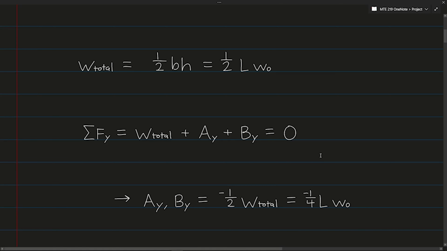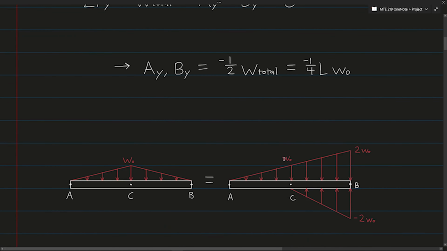The next step is to simplify the problem by rewriting the original load with these two equivalent loads. The load shown above the beam is negative, so it's pushing downwards, and the load shown below the beam is positive, so it's pushing in the upwards direction. When these two loads are superimposed, the result is just the initial load. This portion cancels out with this portion, and we get this nice triangle again when they're added together.